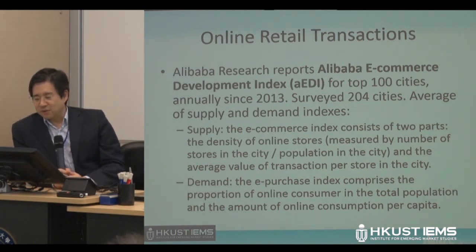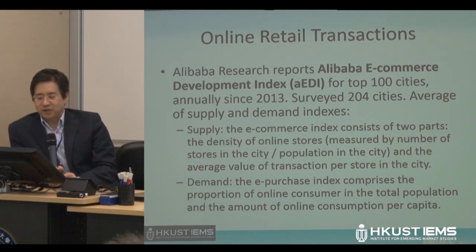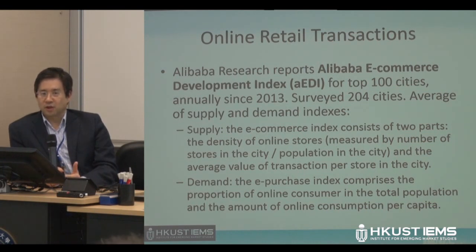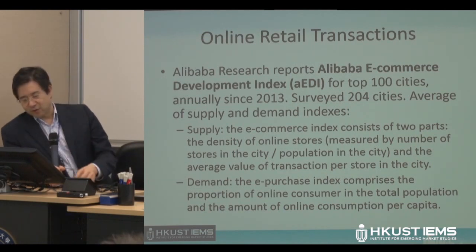It's quite nice because this development index is the sum of two separate indices: one trying to reflect supply and one trying to reflect demand. The supply is called the e-commerce index, which consists of the density of online stores, measured by the number of stores in the city divided by the population in the city, and the average value of transaction per store in the city. And the demand side is the e-purchase index, which is the proportion of online consumers, I guess through their websites, in the total population and the amount of online consumption per capita. So that's actually the amount of purchases through Alibaba, which is a very nice number to be able to have. So I think it can be pretty useful.